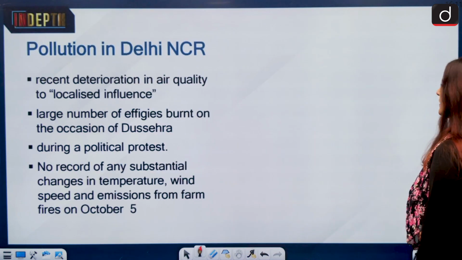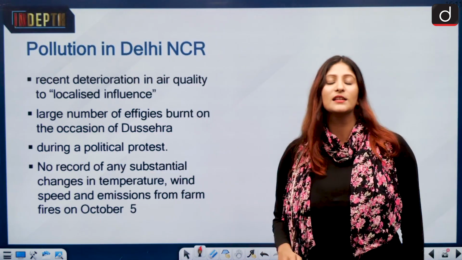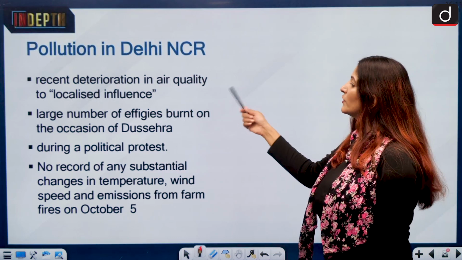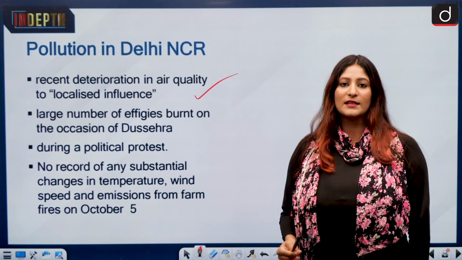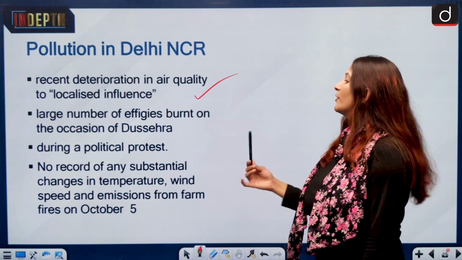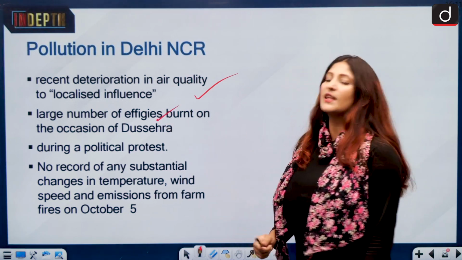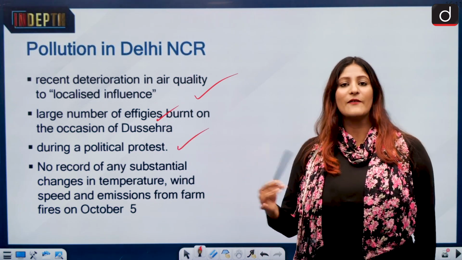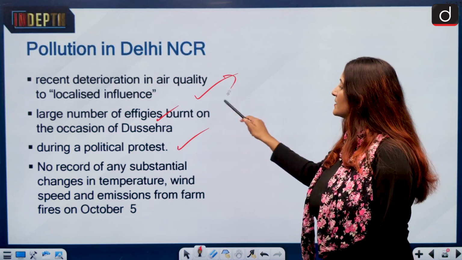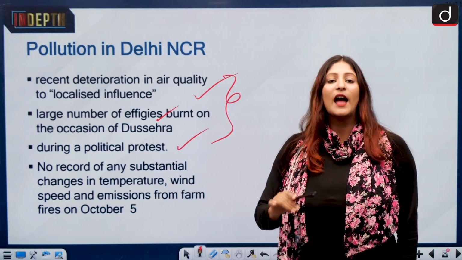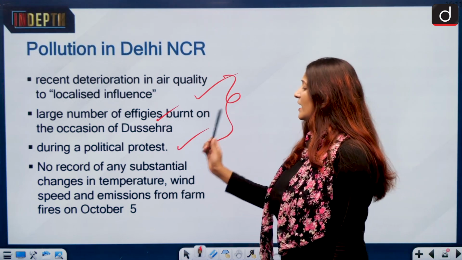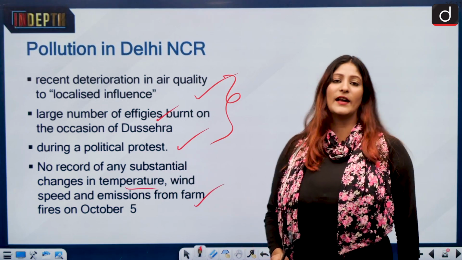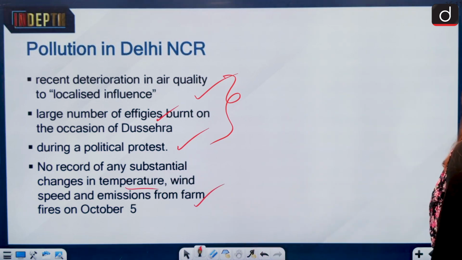Okay. Moving ahead, let us talk about other important things, that is the current situation in Delhi NCR. What is it caused by? It is more due to localized influence that has made the air quality poor. Large number of effigies of Ravanas that were burnt during Dashera has caused this problem. Apart from that, during political protests, effigies were burned. And this is the main reason, because right now there have been no records of any substantial change in temperature, wind speed, or even emission from fires as on October 5th. So this is the current reason.